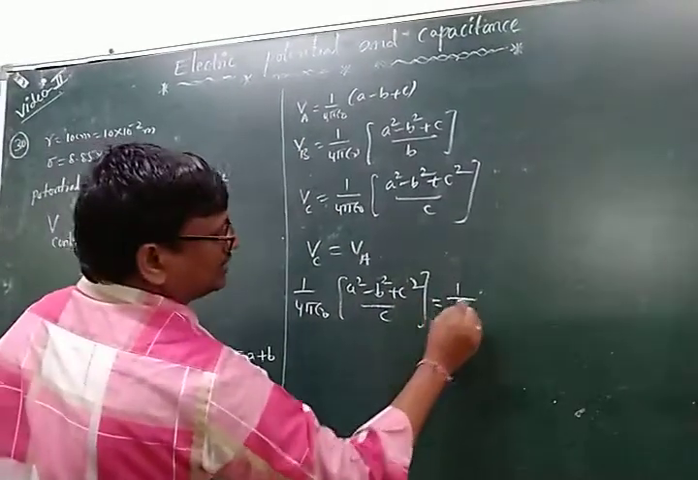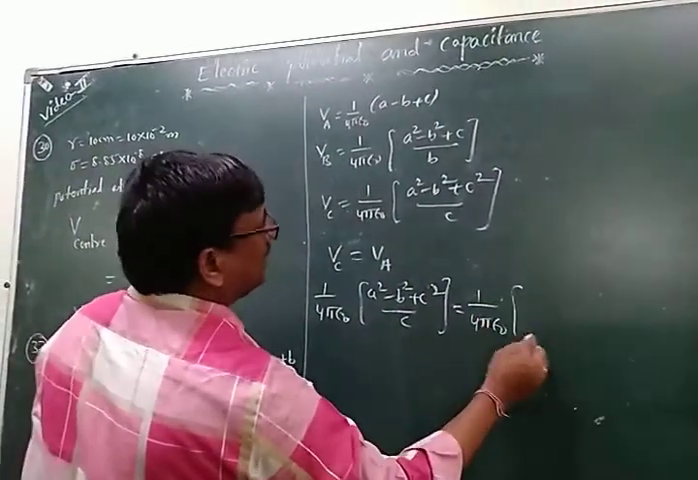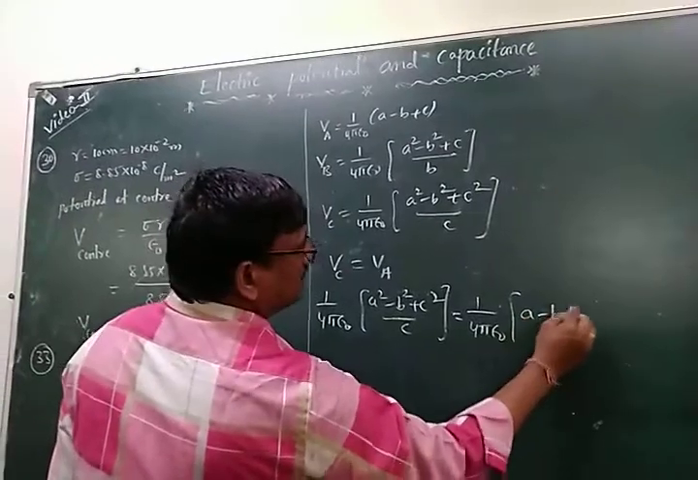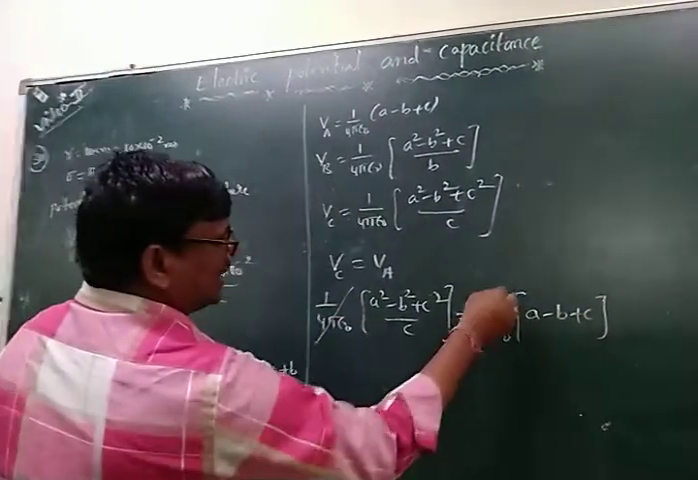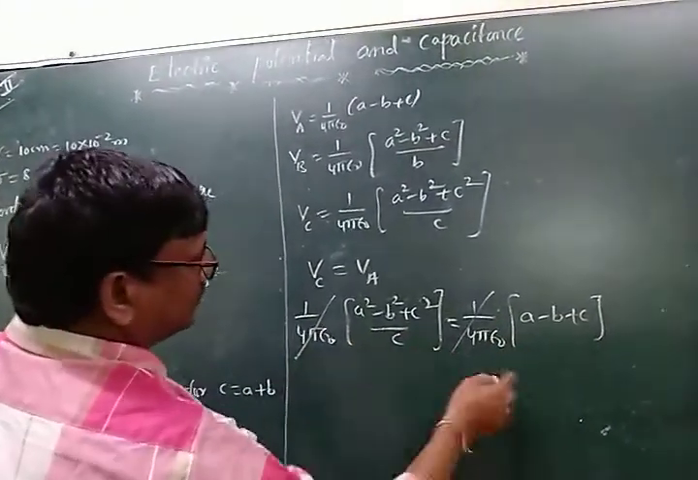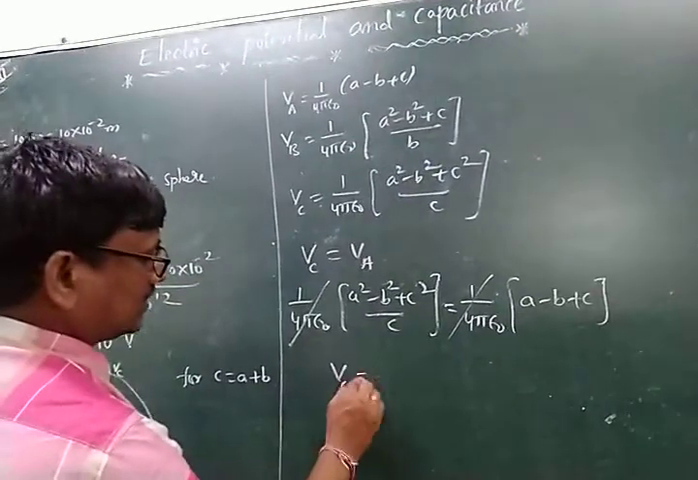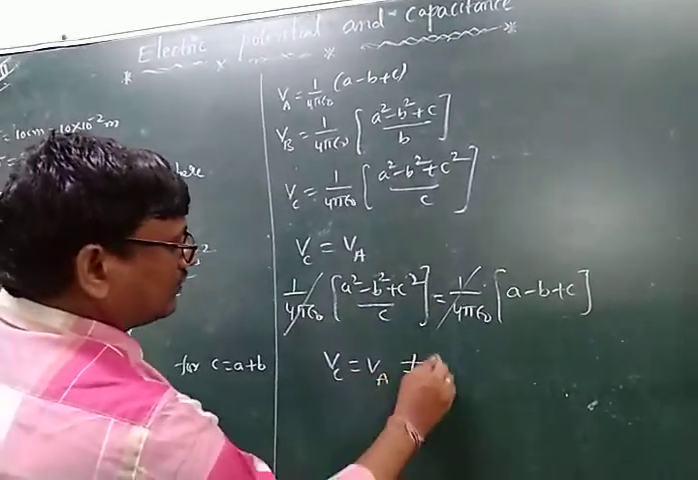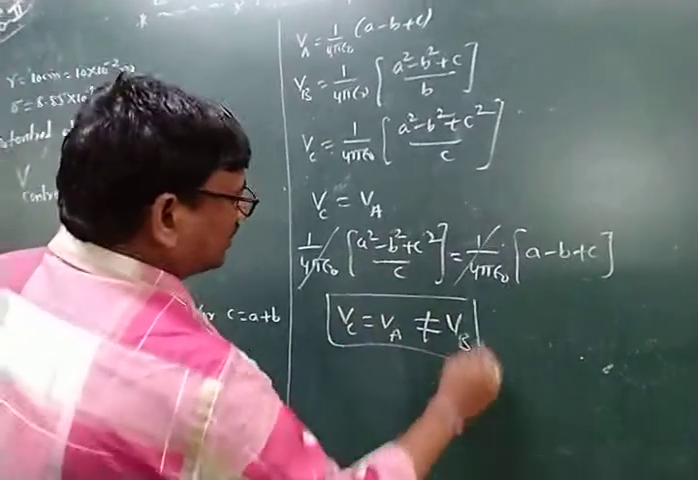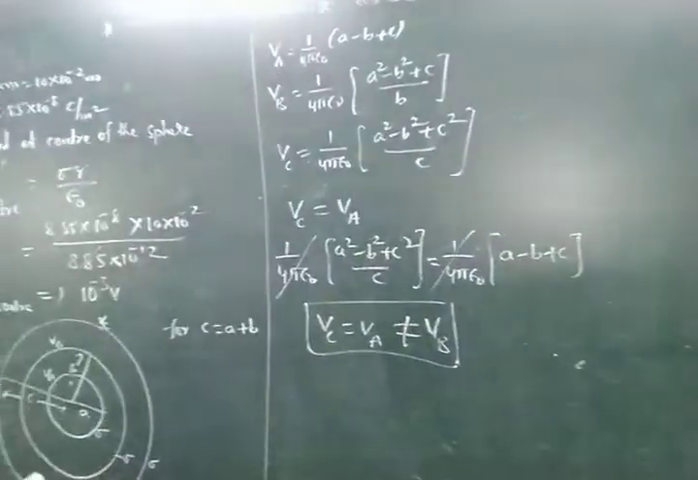The VA is equal to 1 by 4 pi epsilon naught, A minus B plus C. Now it cancels, and then we can write that both of them are equal. The VC is equal to VA but not equal to VB. The potential of VB is not equal to these two.